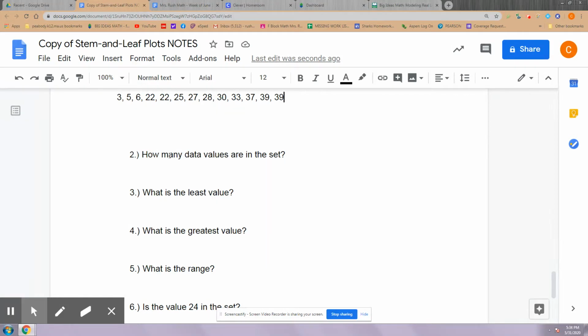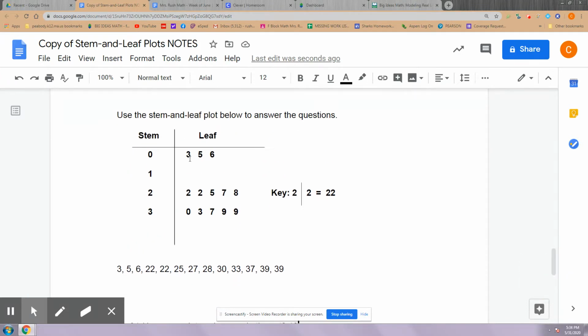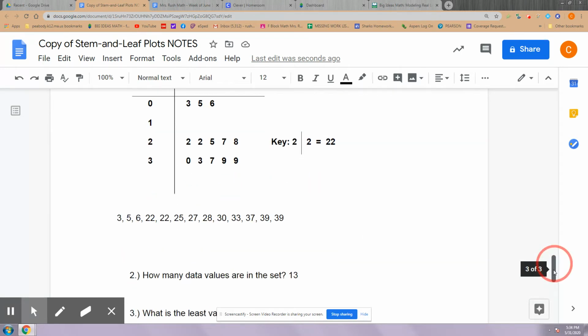So number 2 says, how many data values are in the set? That just means how many numbers did we just find? So you just count. 1, 2, 3, 4, 5, 6, 7, 8, 9, 10, 11, 12, 13. There are 13 data values in the set. If you hadn't listed those, you could also come up here and just count the leaves only. If you count the leaves, it should give you the same number. 13 data values. Great.